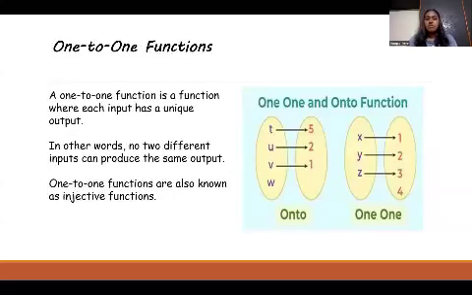Okay, let's come to types of functions. A one-to-one function is a function where each input has a unique output. In other words, no two different inputs can have the same output. One-to-one functions are also known as injective functions.